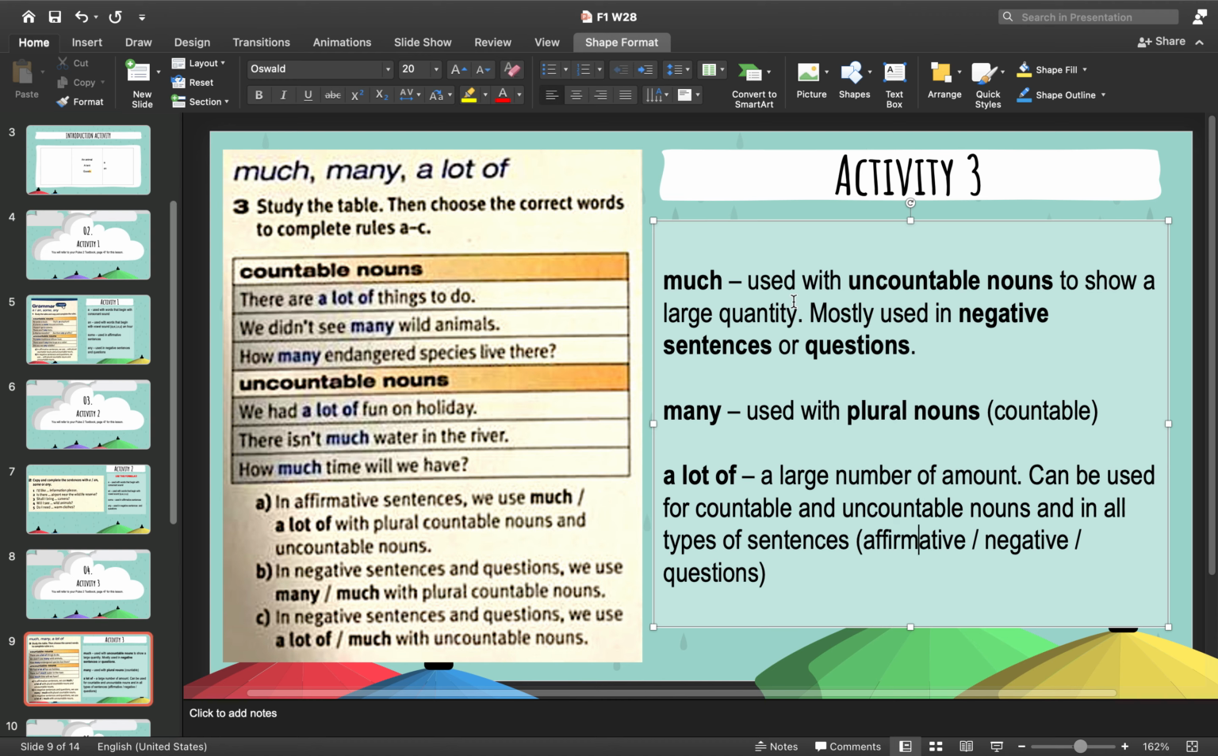Okay, ingat much dia untuk uncountable noun je, negative sentence dan juga questions. Kalau many boleh pakai dengan negative sentence dan question juga. Tapi dia untuk plural noun saja. Tapi a lot of semua dia boleh pakai.